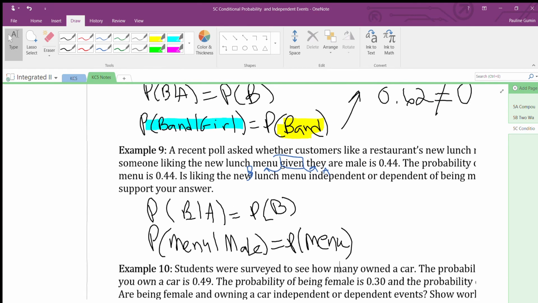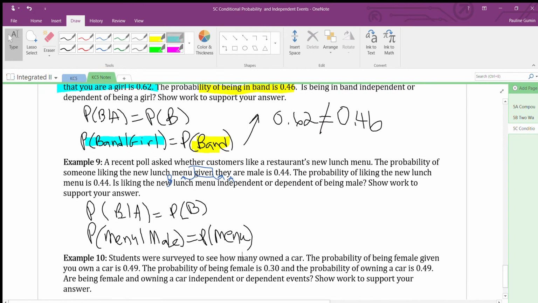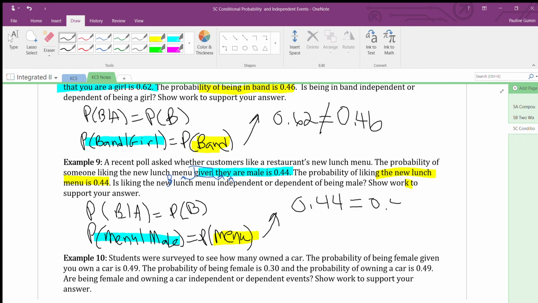Let's find those values. The probability of liking the new lunch menu, given that you're male, is 0.44. And just liking the new lunch menu is 0.44. Now you can probably see what the answer is going to be, but we need to write it in order to prove it. 0.44 equals 0.44. So liking the new lunch menu has nothing to do with, it is independent of, being male.